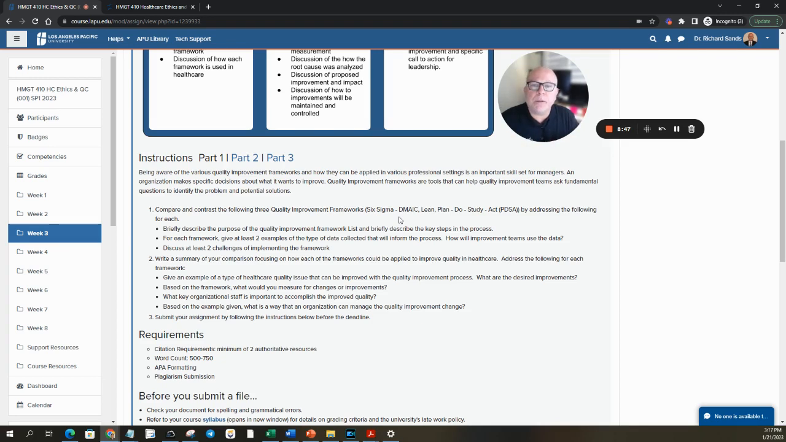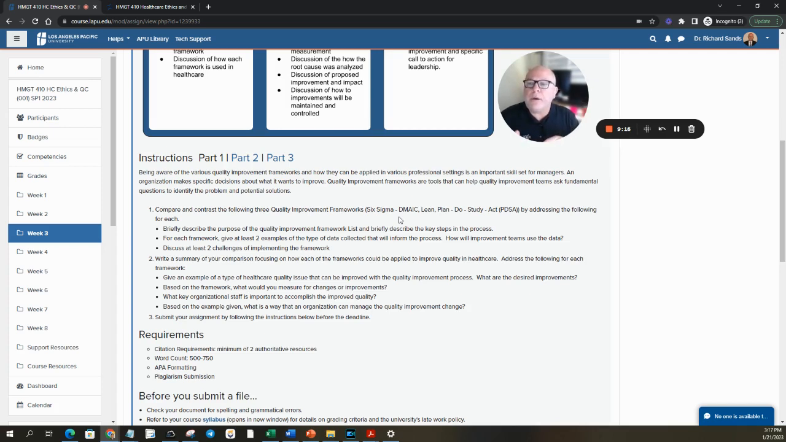Okay. List and briefly describe the key steps in the process. So list. To any of these frameworks, there's very specific steps you have to follow. You have to complete this and complete that because it builds off each other. So what are those key steps? You're going to list it, 1, 2, 3, and then describe what it is.